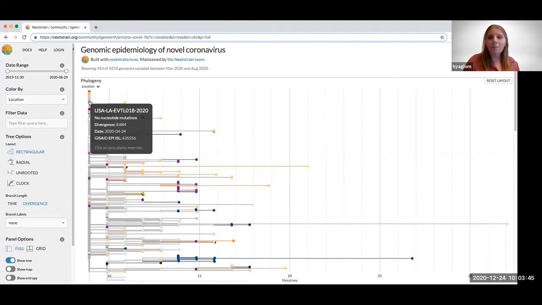In fact, some Arizona sequences, the ones with the colored leaf nodes on this main branch at the top, are identical to others collected in April from Louisiana, providing evidence of the spread of SARS-CoV-2 after Mardi Gras.